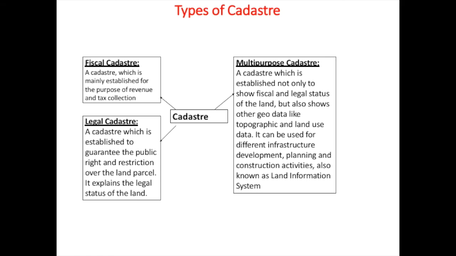There are types of cadastre: fiscal cadastre, legal cadastre, and multipurpose cadastre. A cadastre which is mainly based on the purpose of revenue and tax is called a fiscal cadastre. A cadastre which is established to secure or guarantee or provide proof of ownership, also including public right restrictions over the land parcel, explains the legal status of the land. And a multipurpose cadastre is established not only to show the fiscal and legal status of the land, but also other geodata like topographic and land use. It can be used for different development work, planning, infrastructure, and construction activities, and is also known as Land Information System, LIS.